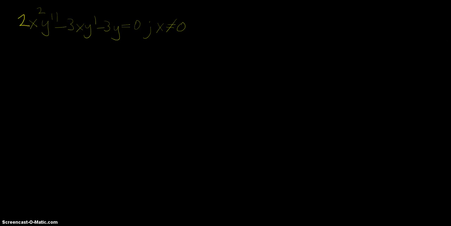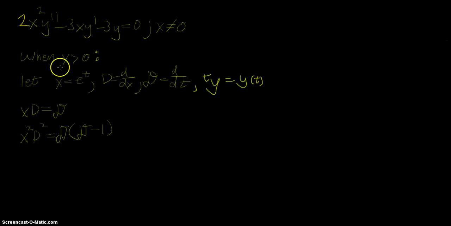Here we have question 4 from homework 12. We're going to solve this differential equation using the Cauchy-Euler method. So when x is greater than 0, we're going to let x equal e to the t.